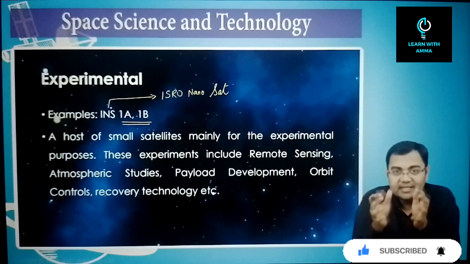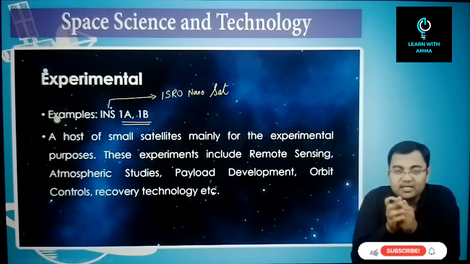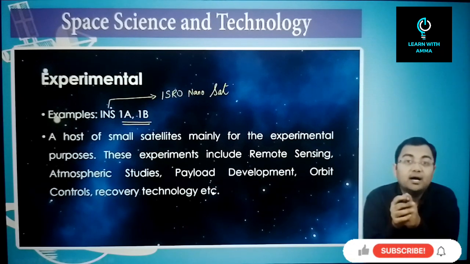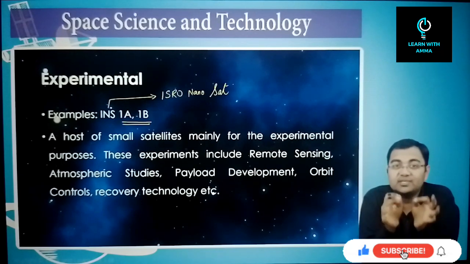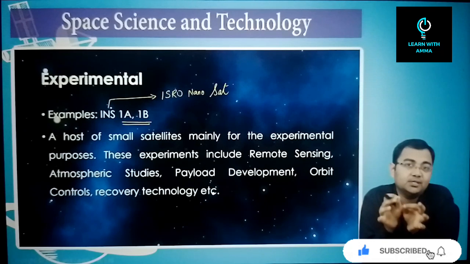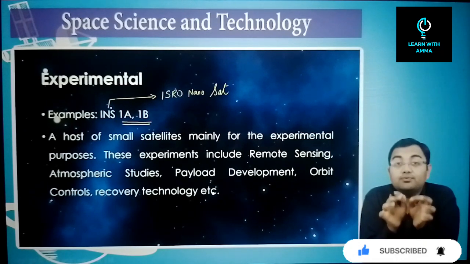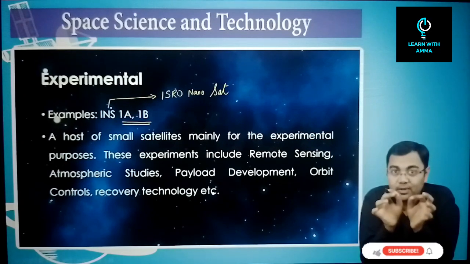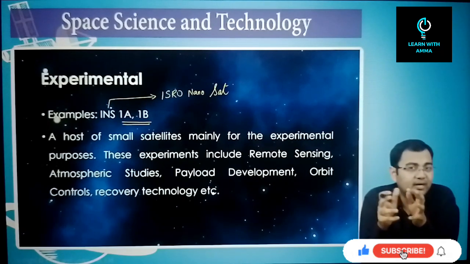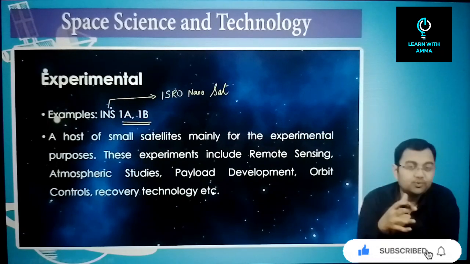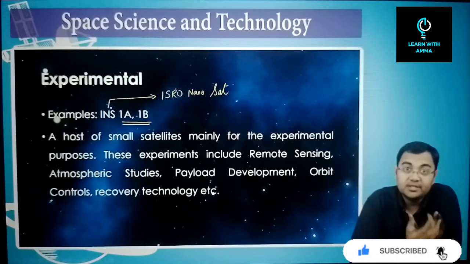So what can be done is that these nano satellites, small satellites, can be launched along with a particular launch that is being done by ISRO. For example, when the first two satellites INS-1A and INS-1B were launched back in 2017, there were a total of 104 satellites launched then. Out of these 104 satellites, 103 were very small satellites called nano satellites. So INS-1A and INS-1B were also launched in the same.